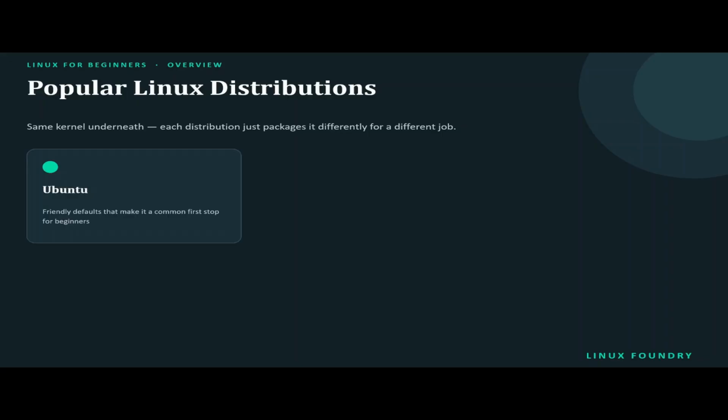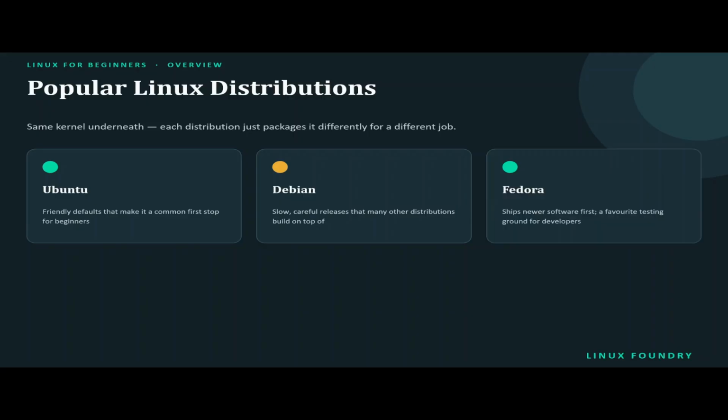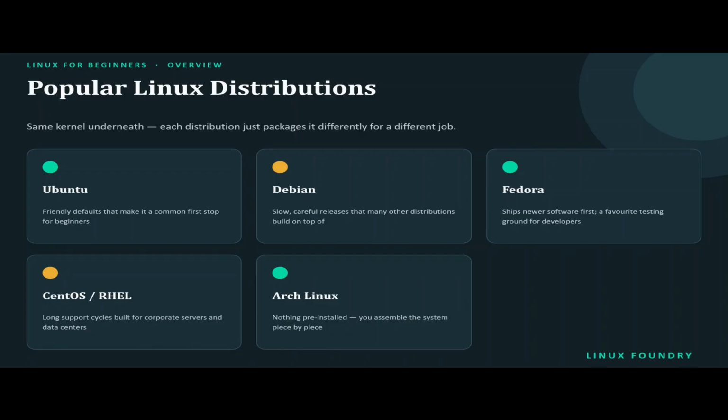Ubuntu: friendly defaults that make it a common first stop for beginners. Debian: slow, careful releases that many other distributions build on top of. Fedora: ships newer software first, a favorite testing ground for developers. CentOS and RHEL: long support cycles, built for corporate servers and data centers. Arch Linux: nothing pre-installed, you assemble the system piece by piece. And Kali Linux comes loaded with tools for security testing and ethical hacking.